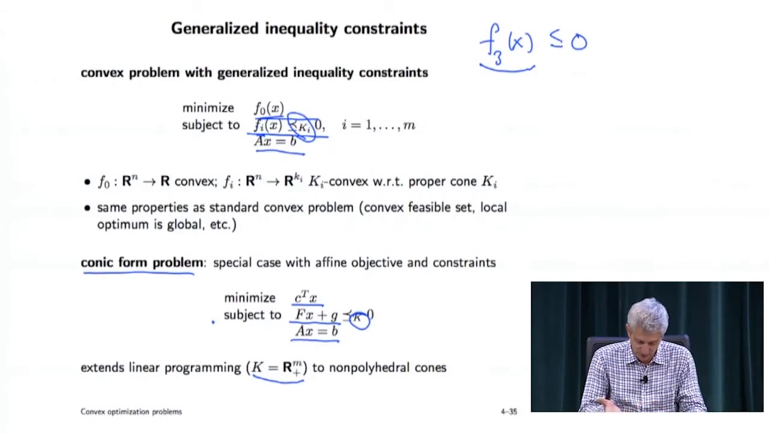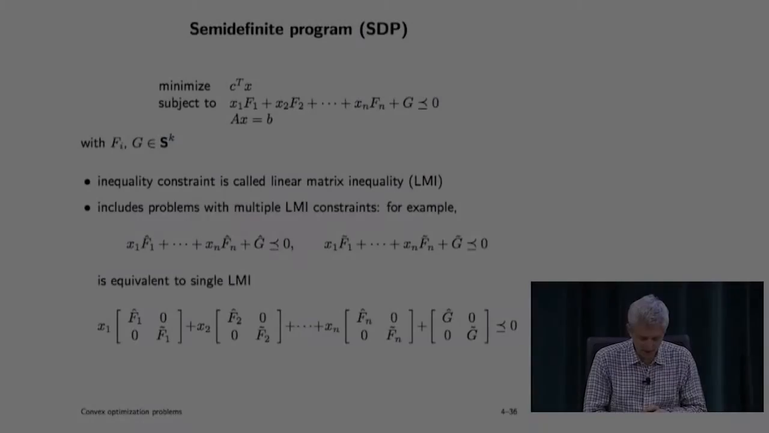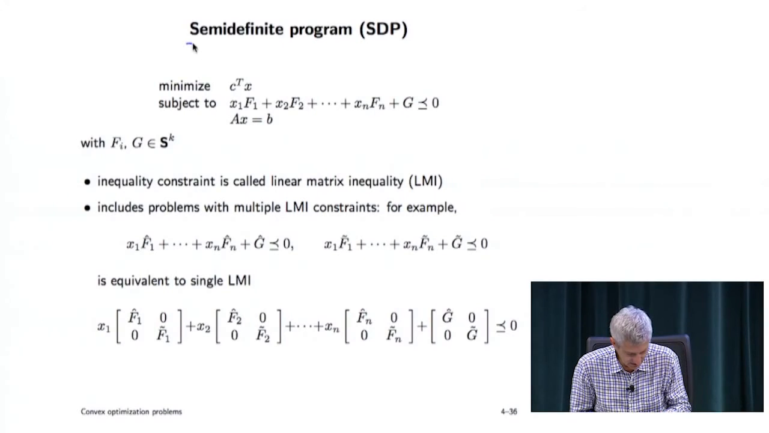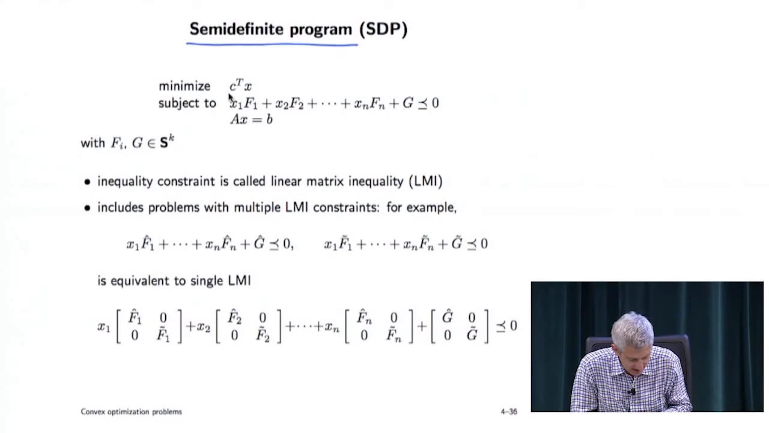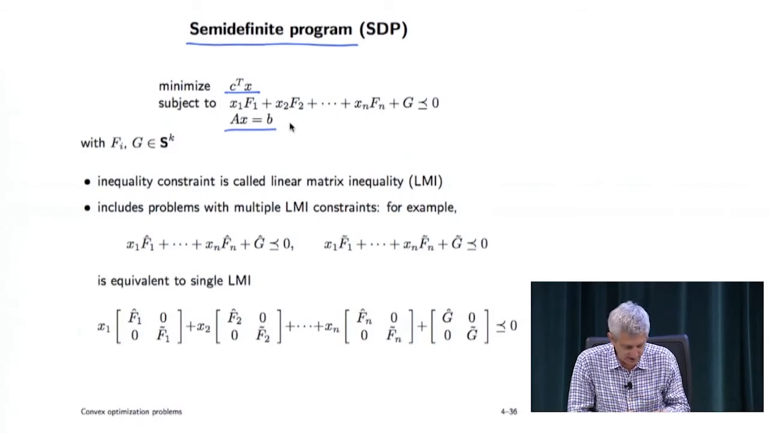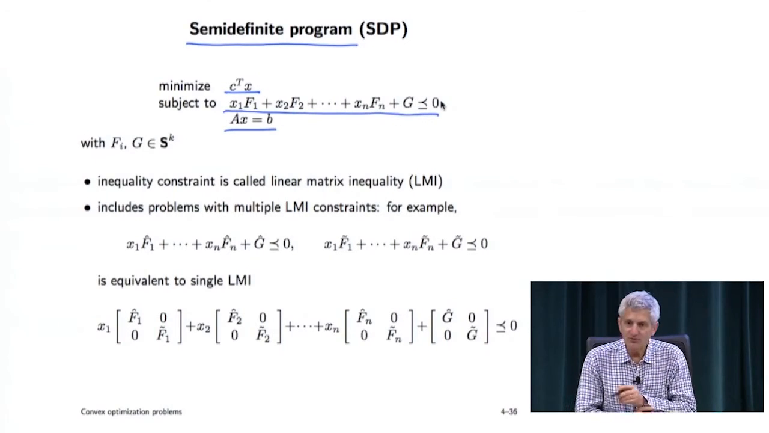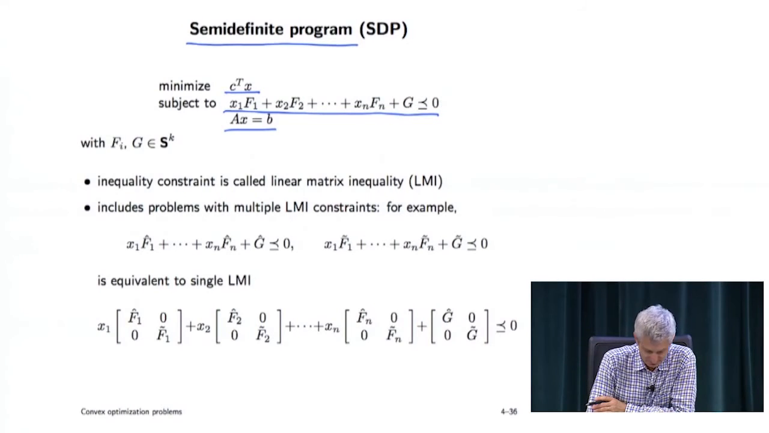A lot of these things have names. We will see some of them. And these are mostly things that have come up in the last 15 years, something like that. The most famous by far is a so-called semi-definite program, or SDP. So this is the following problem. It looks deceptively simple. It says this: minimize a linear function subject to linear equality constraints and an inequality that involves just matrices, a single one. That's it. So it just says take an affine function of matrices, that's x1 F1 plus x2 F2 plus xn Fn plus G. That's a symmetric matrix, and you insist that that be negative semi-definite.